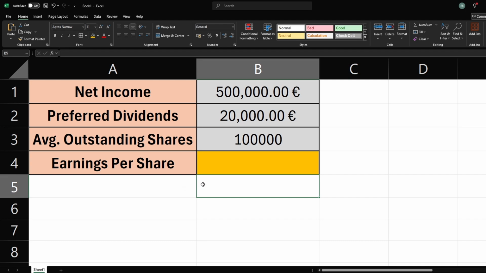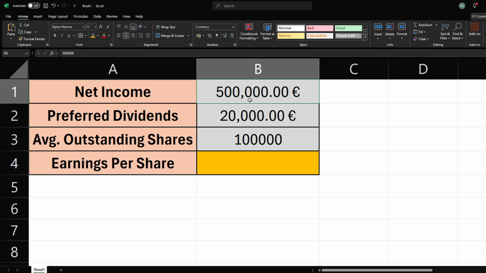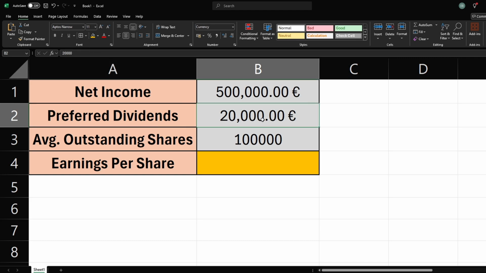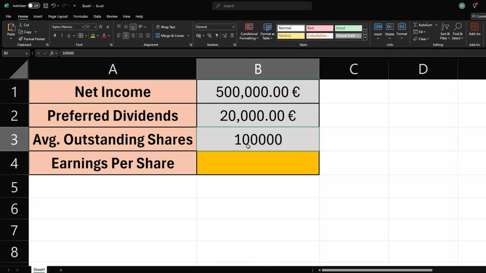We have here the net income our company had during the period, which is 500,000 euros. We also have the preferred dividends paid out, which amount to 20,000 euros. Average outstanding shares represent the average number of shares owned by shareholders during the period.